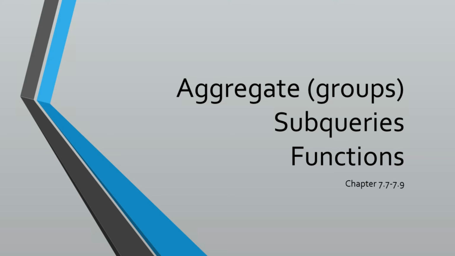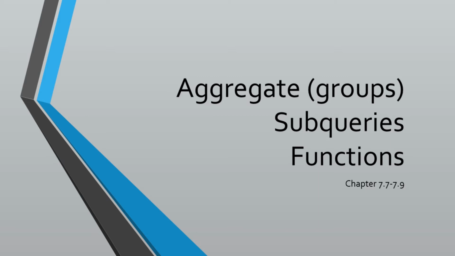And welcome to chapter 7.7 through 7.9. We're going to be covering three different parts of SQL queries at this point. We're going to do aggregates, which are groupings, and mathematical functions on those groups. We're going to do subqueries, which I know some of you have already kind of started in on, and functions, which we've also already kind of touched on.